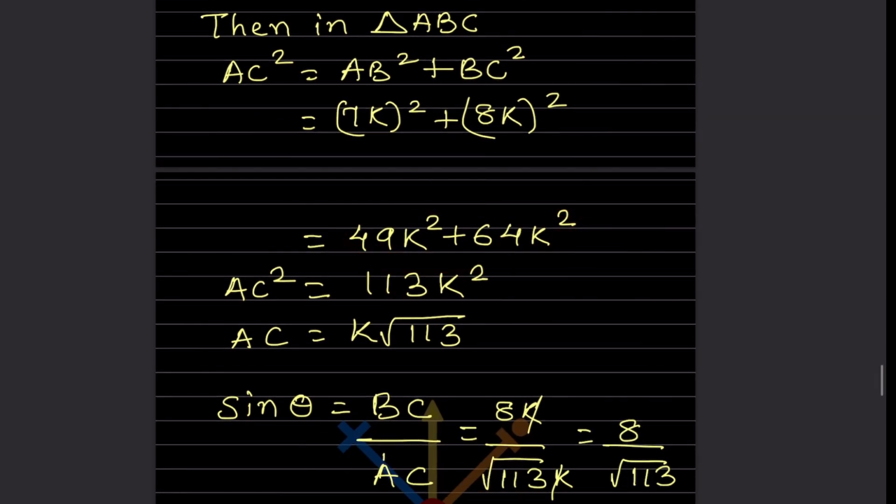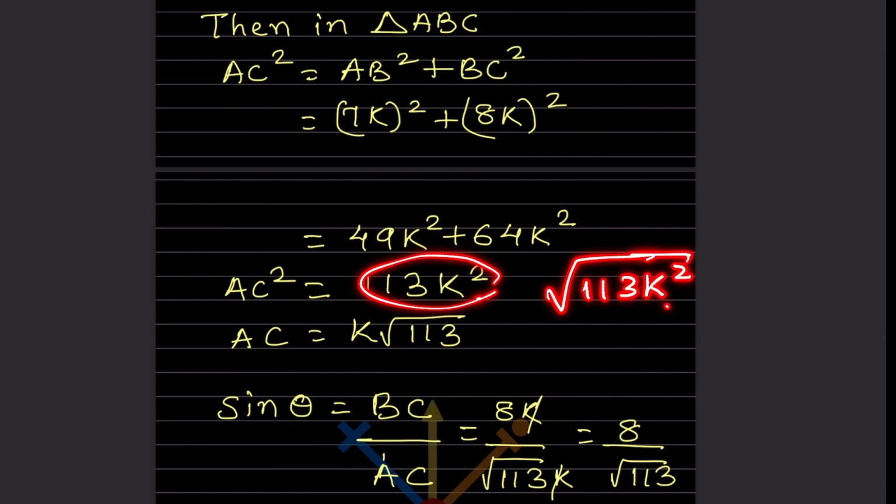So now, when we take the square root of both sides, AC is going to be the square root of 113 k square. What will happen here? This is k square, so this will go out of the root and this will remain inside the root, because this is not a perfect square. So can you see here?